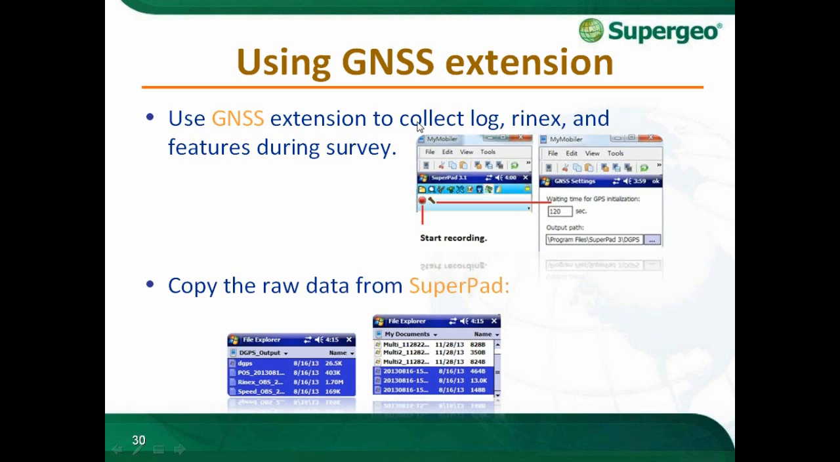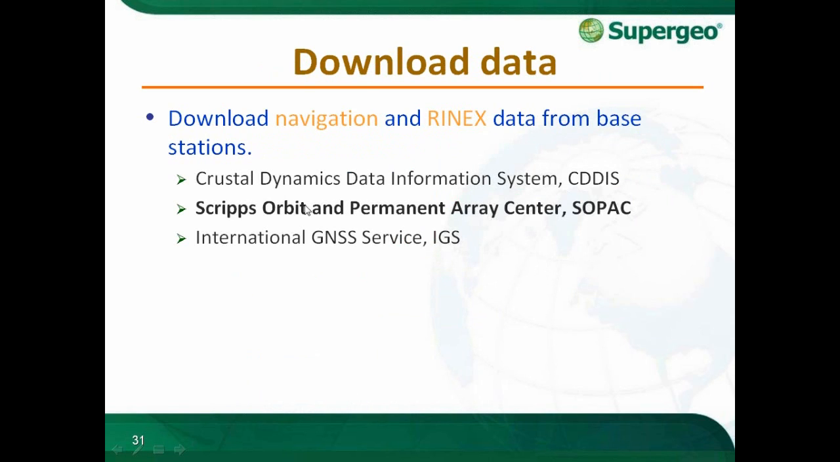After the field survey, we can copy the raw data from the Superpan to our SuperGIS desktop for post-processing, including the DGPS data, the position data, Rangefinder data, speed data, and also the features we collected in the field. Okay, in addition to the data from the mobile device, we have to download 2 additional data sets. One is the navigation data and the other is the Rangefinder data from the base stations.